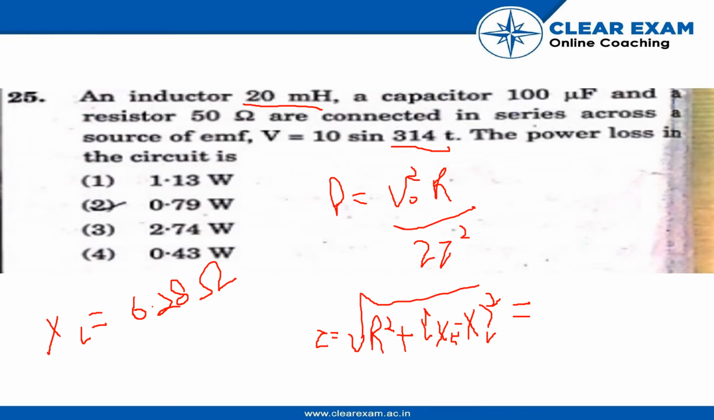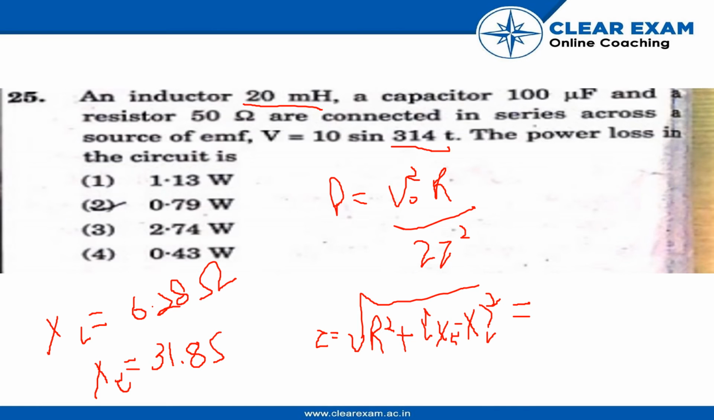Now we'll find the value of XC. Value of XC is equal to 1 upon omega C, where we know the value of omega and C. Omega is 314 and C is 100 microfarad. So the value of XC will come out to be 31.8 ohms.